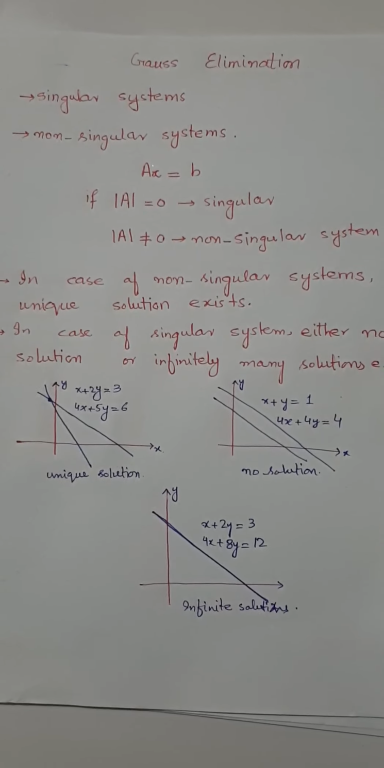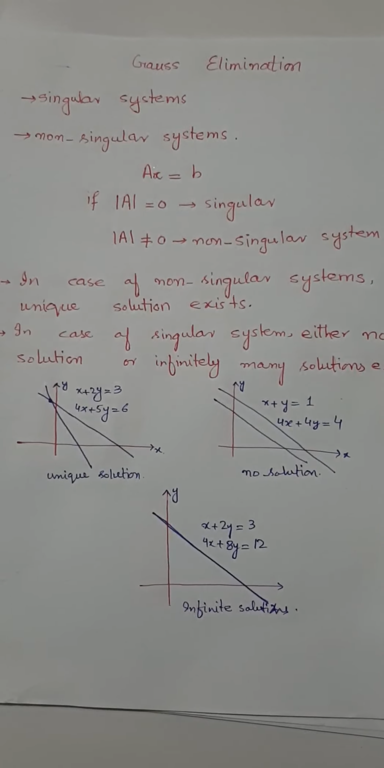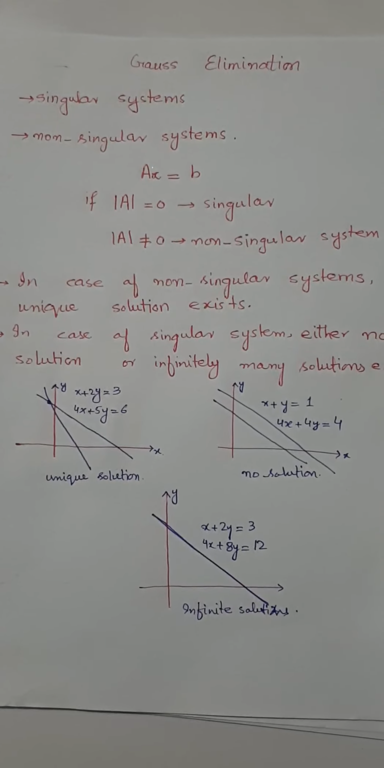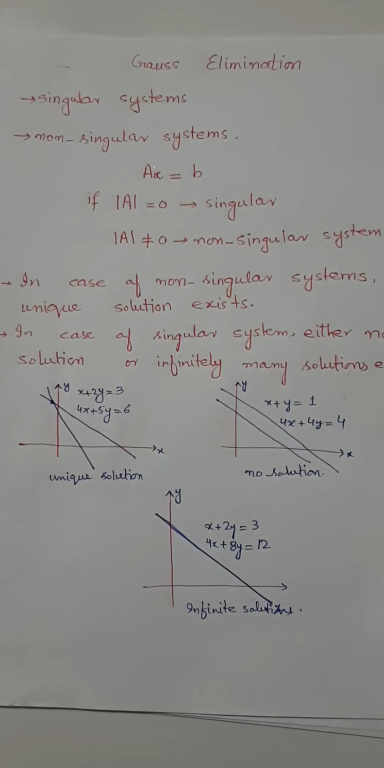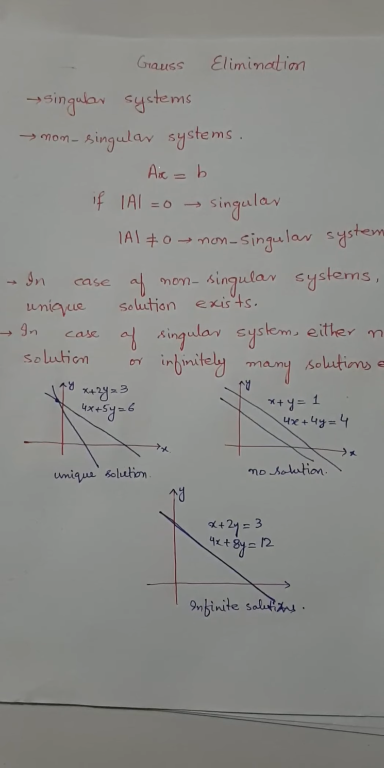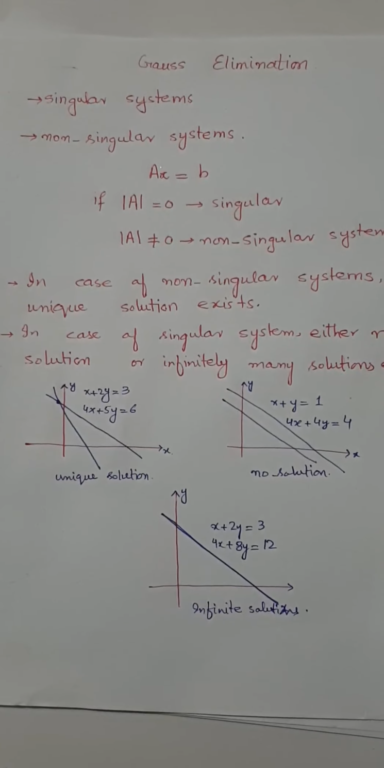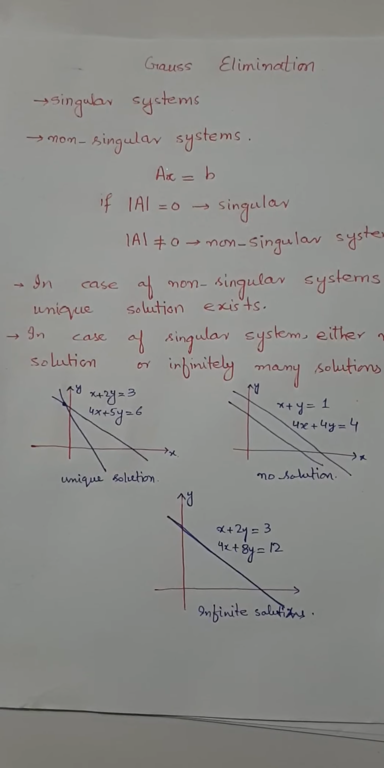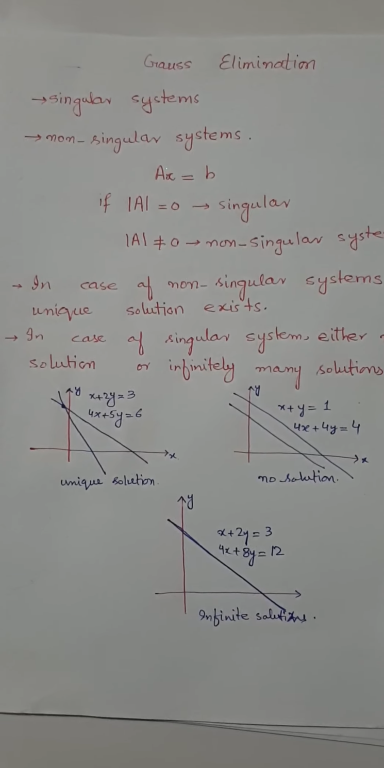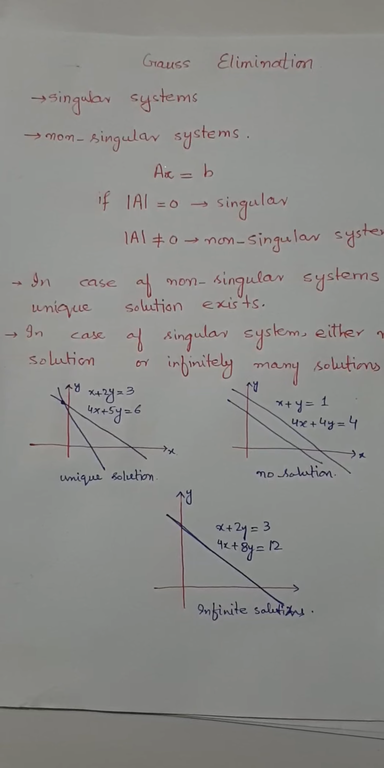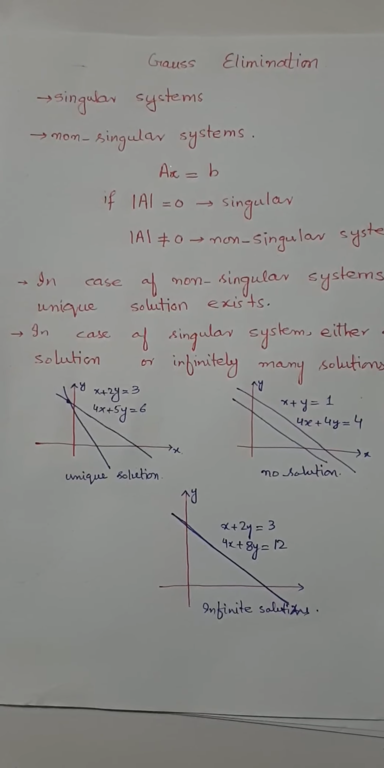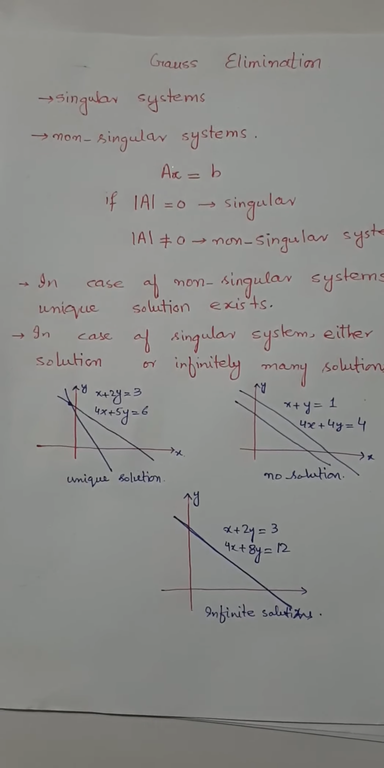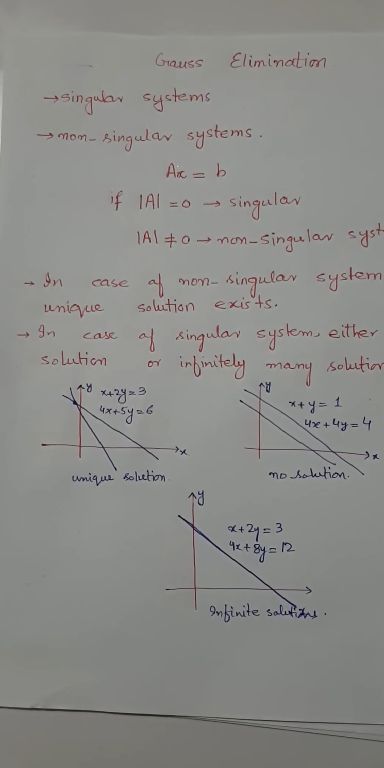For the non-singular systems, a unique or a single solution exists, meaning there are unique or single values of the unknown parameters of the system that will satisfy your system. While in the case of the singular system, there are two possibilities. The first one is there is no solution, and the second one is there are an infinite number of solutions available.